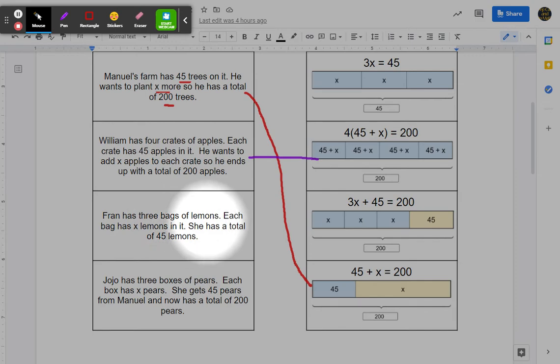Fran has 3 bags of lemons. Each bag has X lemons in it. She has a total of 45 lemons. So 3 bags of lemons with X lemons in each. Which shows that? Well, 3 bags of lemons, X lemons in each, but also 45. This shows 3 bags of lemons equaling 45. That sounds like the right one.